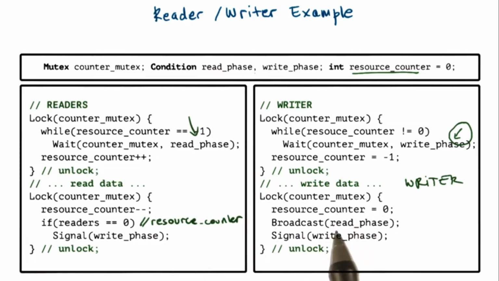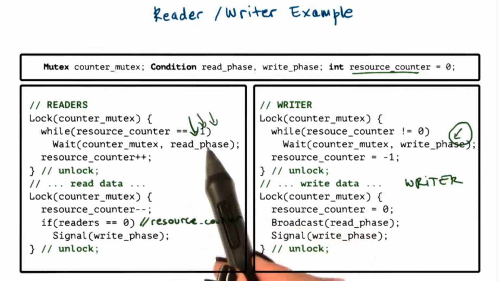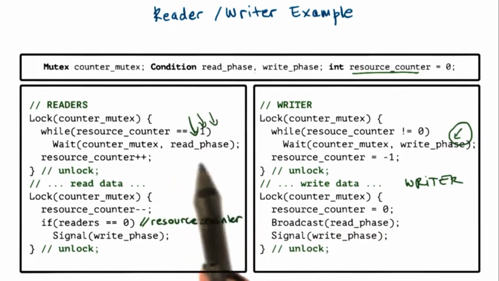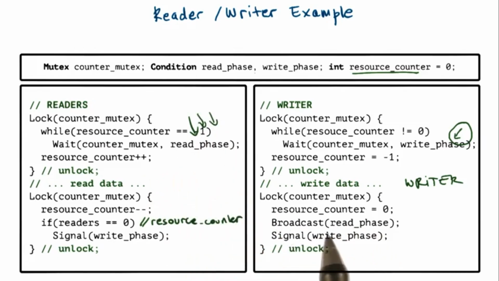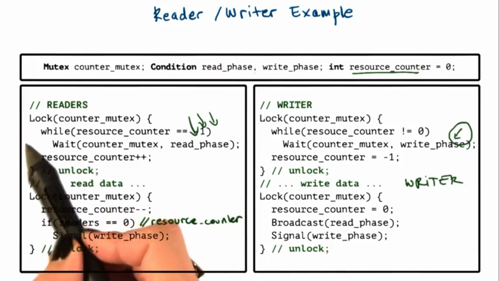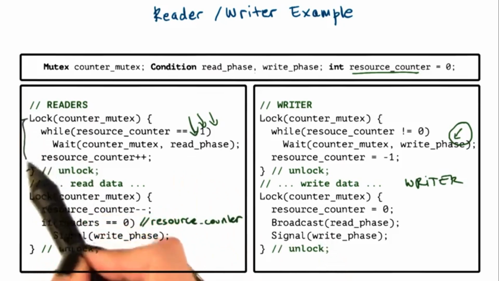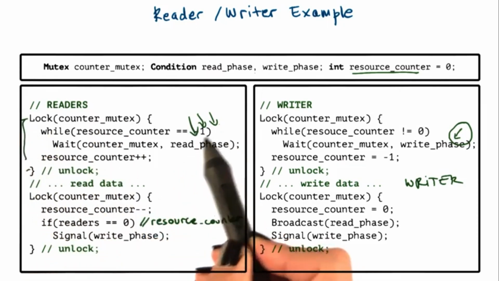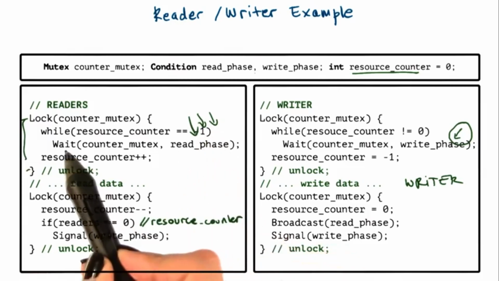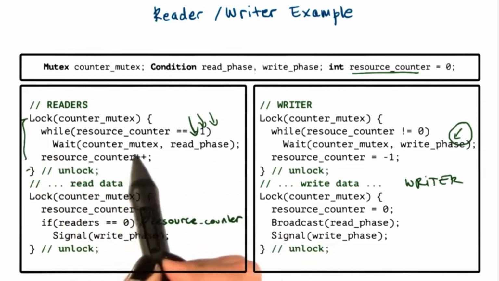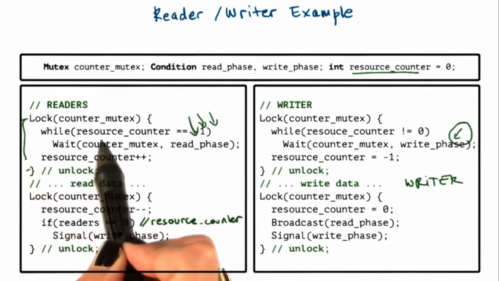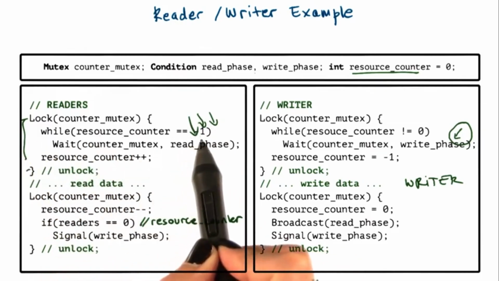We allow multiple readers, we allow multiple threads to be in a read phase, so it makes sense to use the broadcast. So let's say we had multiple readers waiting on the read phase when we issued this broadcast. Now, this phase here requires a mutex. So when these threads that were waiting on the read phase are waking up from the wait, they will one at a time acquire the mutex, check, is resource counter -1?